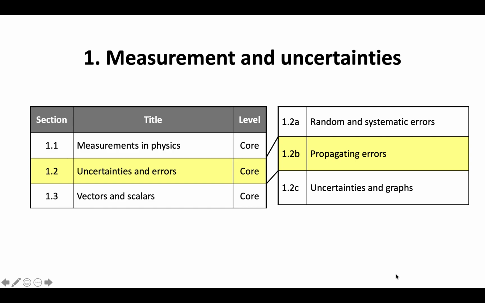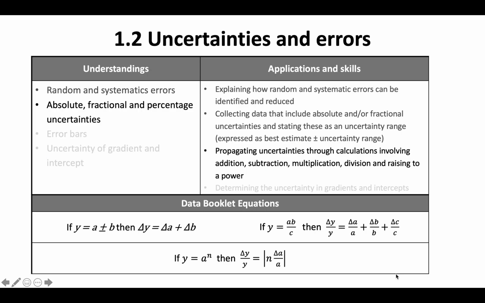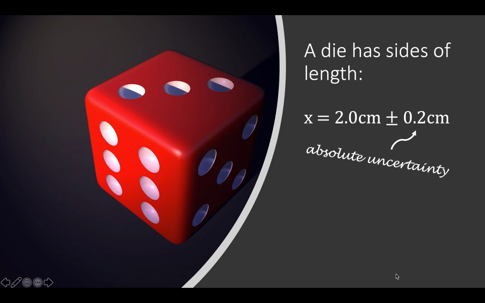So in the previous vodcast we had looked at what random and systematic errors are, and now we're going to move forward in actually looking at some of the consequences of those errors, covering quite a large part of the topic. Also we're going to be using those equations from the data booklet and explaining what they mean. We'll start off by just examining the different types of uncertainty that you can get.